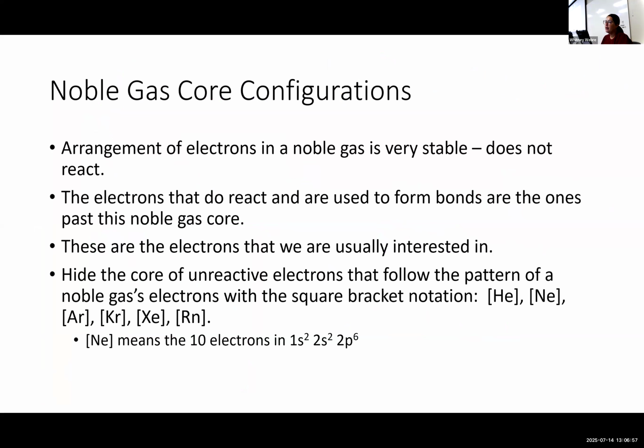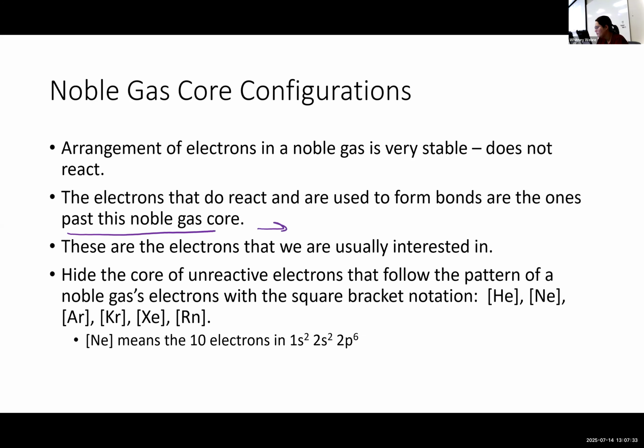The arrangement of electrons in a noble gas is very stable. It does not react. I already mentioned that they're very selfish because they already have full orbitals. They have all the electrons they need. They don't want to add or lose electrons. They're not going to be charged because they have full octets, full orbitals. They're very, very stable. So that's why we do this configuration, because we're not changing around noble gases. The electrons that do react, used to form bonds, are the ones past this noble gas. That's also the valence electrons. These are the electrons that we are usually interested in.